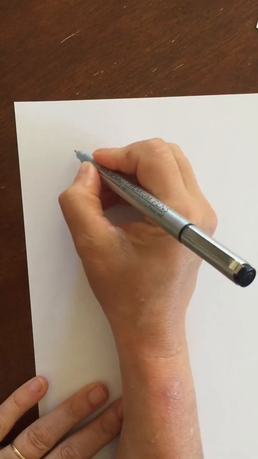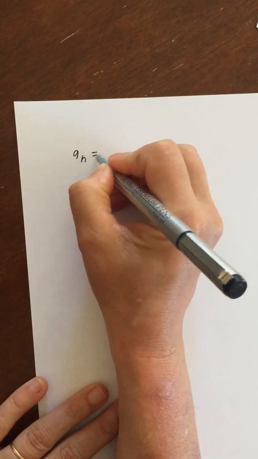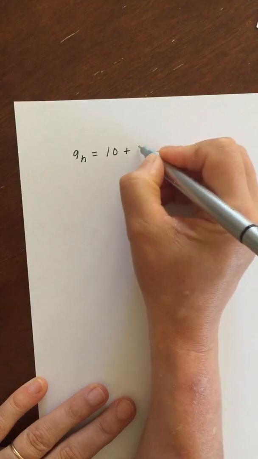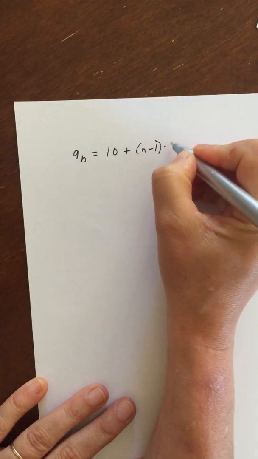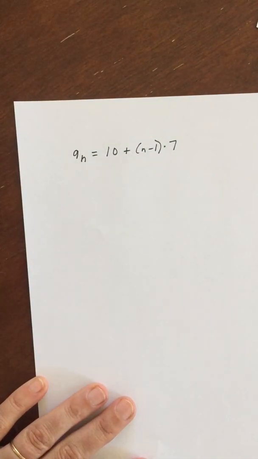Normally this is something that's pretty straightforward to you guys, but I want to be sure you're able to use these different formulas. So let's say I have something as follows. Let's say I have a sub n is 10 plus n minus 1 times 7. Okay, so if I have that formula, how would I calculate some different values?